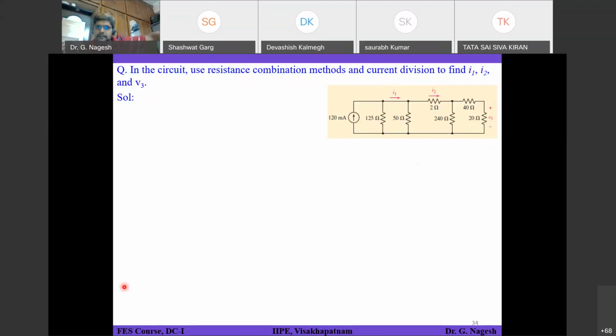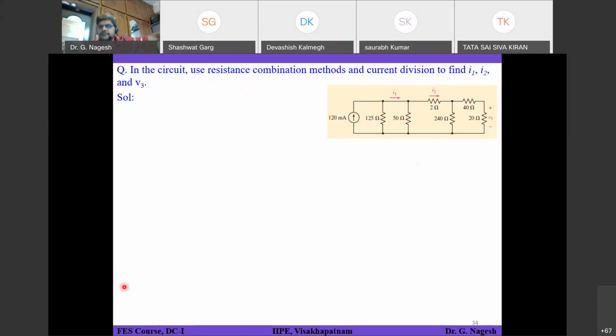Okay, there I think you have done wrong. KVL means voltage. Here 120 milliamperes is there. So you can apply KCL and find out the current flowing through the 25 ohms, and then again you have to come back. If you find out the current flowing through the 25 ohms, that is equal to your I1.